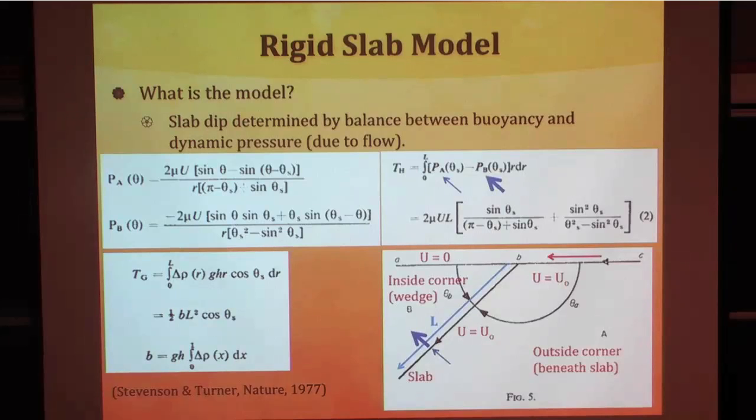And then counteracting that, if we actually put a finite slab attached to this rigid area, that slab has a gravitational force which wants to counteract and steepen the slab. And so there you have the density contrast, gravity, and then basically the thickness of the slab, how long the slab is, and what its dip angle is. So what Stevenson and Turner did, and what Tovish did, is they basically said, let's set these two torques equal to each other, and that should predict the steady state dip of slabs.